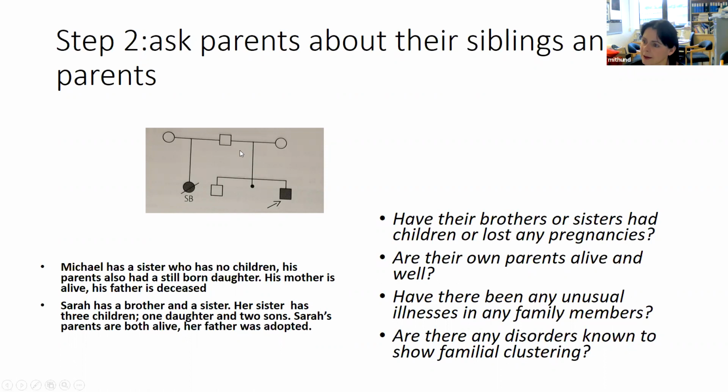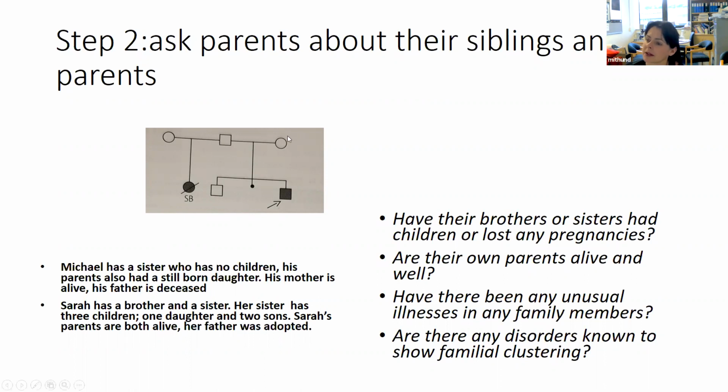So in this case, Michael tells you that he has a sister, and his sister has no children, so we can add that in. His parents also had a stillborn daughter, and his mother is alive, but his father is dead. So we can add that to the family pedigree.